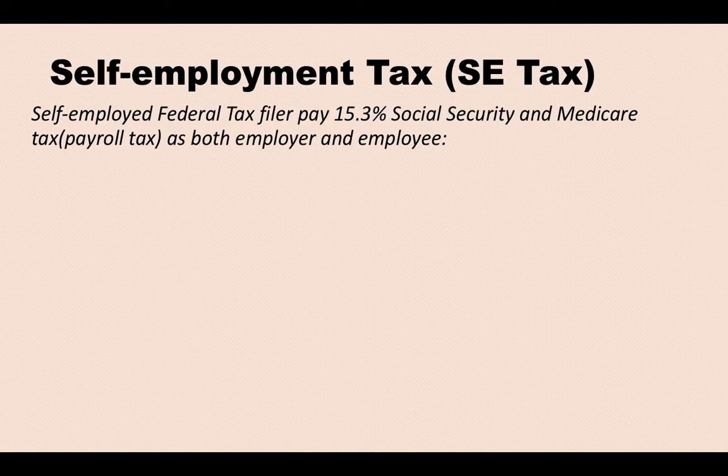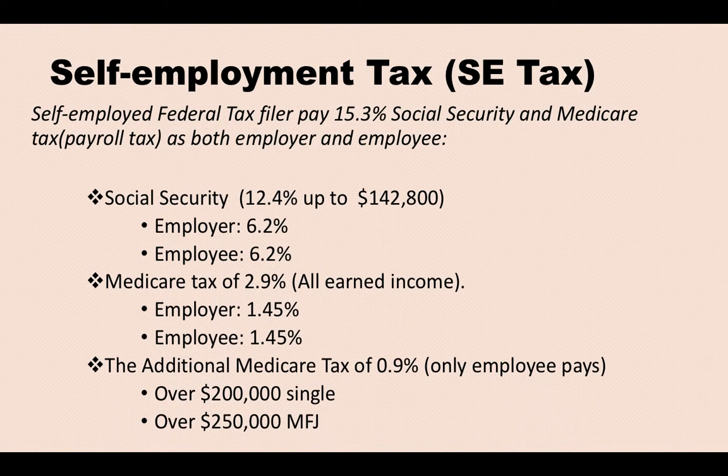Hi, in this video, I'm going to talk about self-employment tax, which is called SE tax. So basically, I'm talking about federal tax here. Federal tax filers pay 15.3% Social Security and Medicare, which is also called a payroll tax, as both employer and employee. Let's see what I'm talking about.